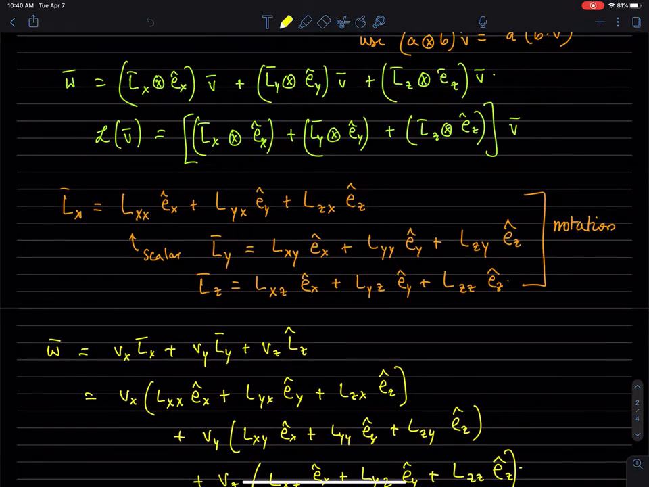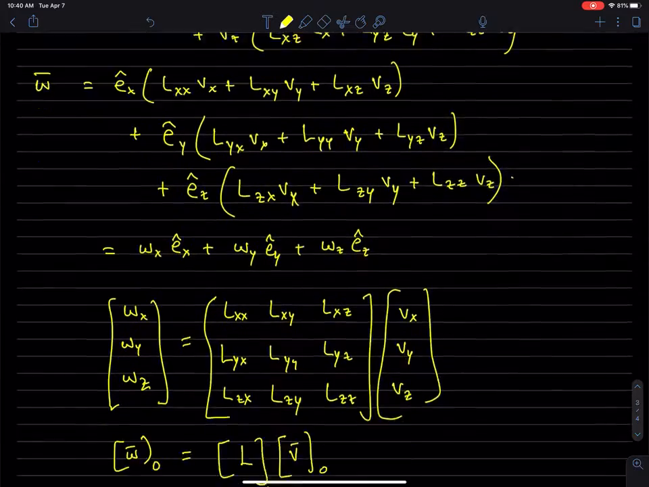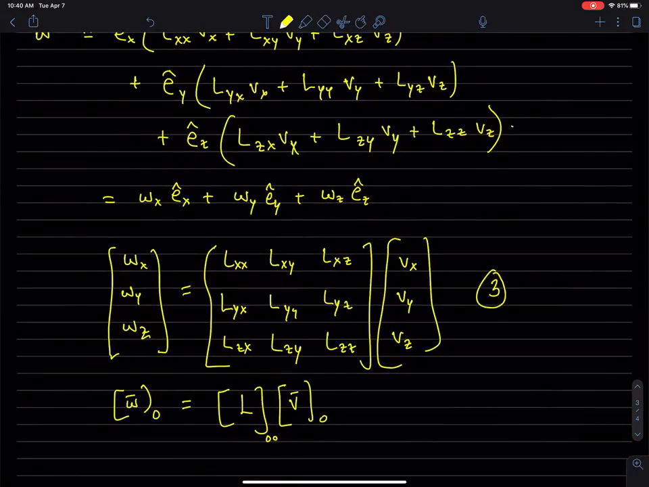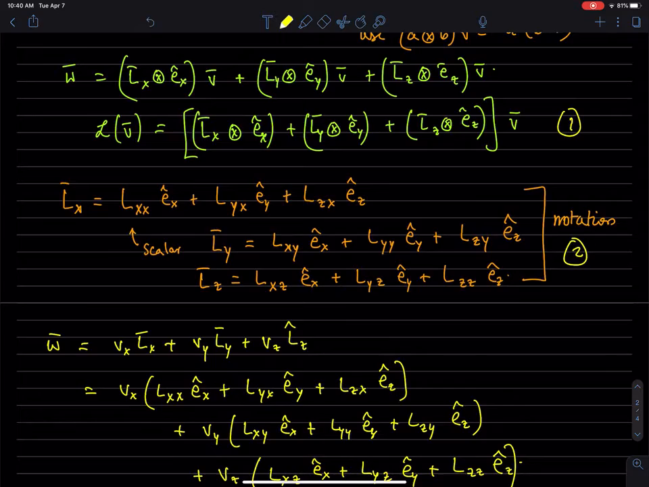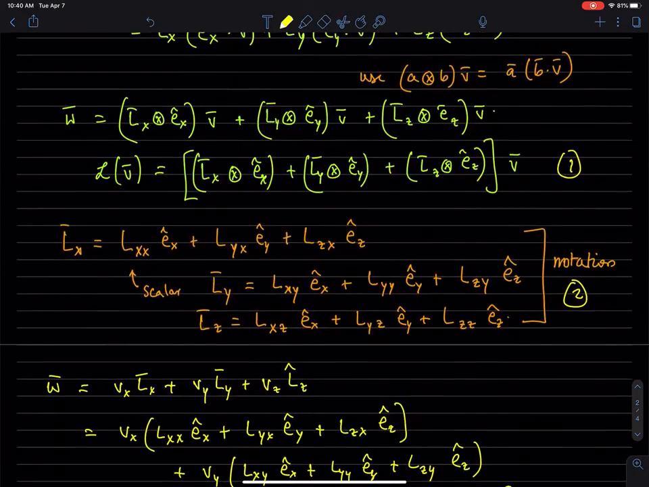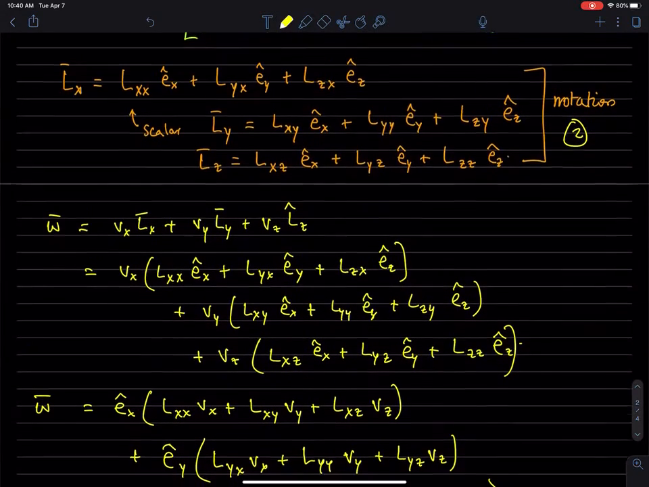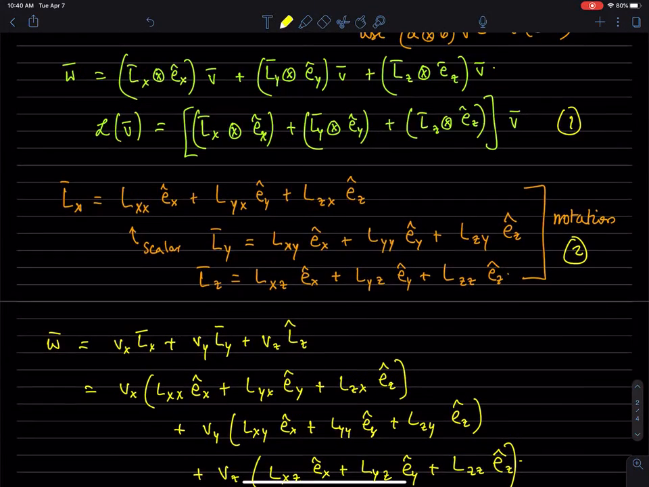So basically, let's call this equation 1. Let's call this equation 2. Call this equation 3, just for future recall. So let's plug equation 2 into 1. So let's write the dyadic version. So L of V, if we plug 2 into 1, I'm just going to write the final answer.